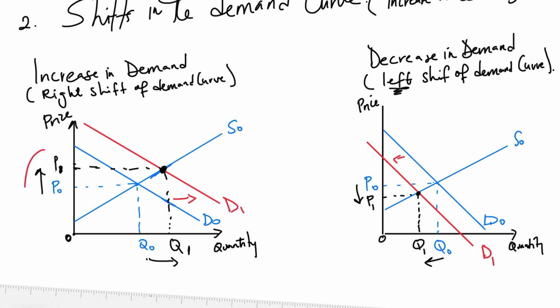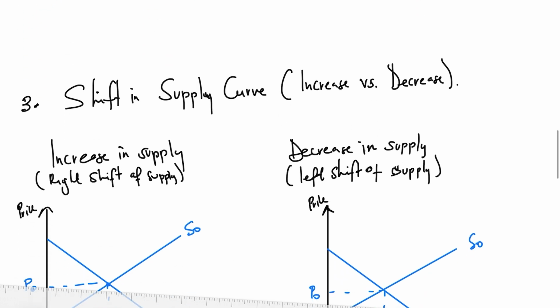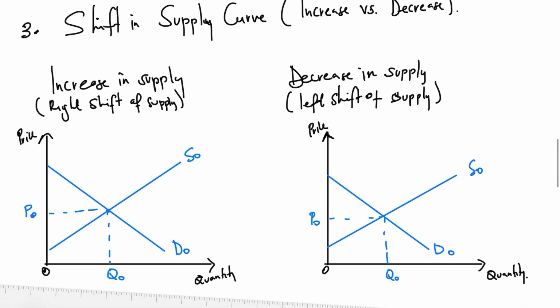An increase in demand results in an increase in the equilibrium price and an increase in the equilibrium quantity. A decrease in demand results in a decrease in the equilibrium price and a decrease in the equilibrium quantity. When you get questions like this on an exam, you want to draw it out to see what the results are. It's not very useful to just memorize these, but to learn how to draw them. Okay? All right, let's move on to shifts in the supply curve.